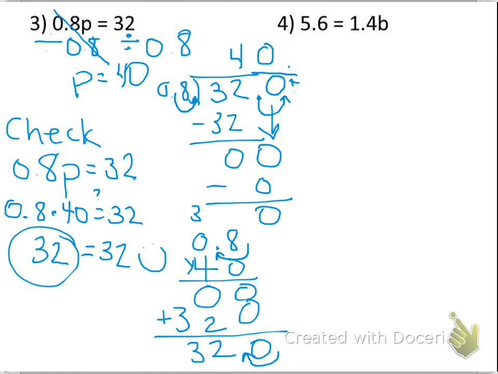All right, this is the last example we're going to do together. If you feel like you can do it by yourself, feel free to pause the video and then play it to make sure you got the right answer. If you want to follow along with me, you're welcome to. So here we have 5 and 6/10 is equal to 1 and 4/10 times b. We need to get our b alone, so we're going to divide both sides by 1 and 4/10.